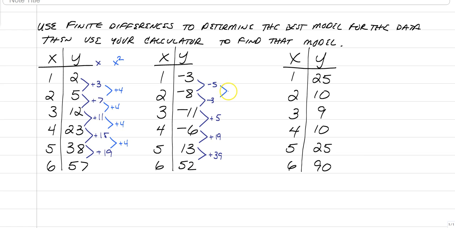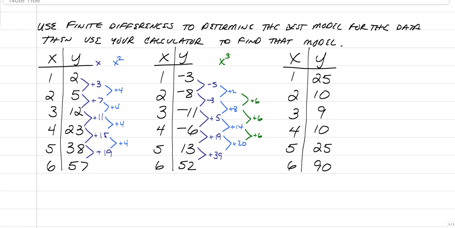To get from -5 to -3, you have to add 2. -3 to +5, you have to add 8. And then you just keep on asking yourself that question. How do you get from 5 to 19? You have to add 14. How do you get from 19 to 39? You have to add 20. And you still don't have an equivalent set of differences. So you do it again. Now you can see you add 6. We add 6 more. We add 6 more. We found it. So we have linear, quadratic, and this one is going to be a cubic.